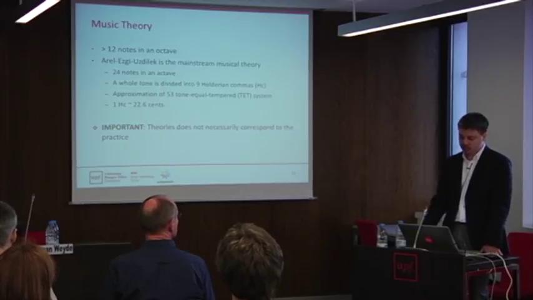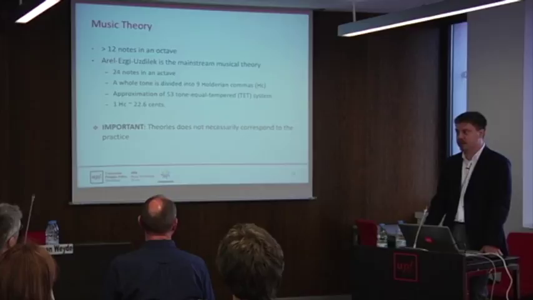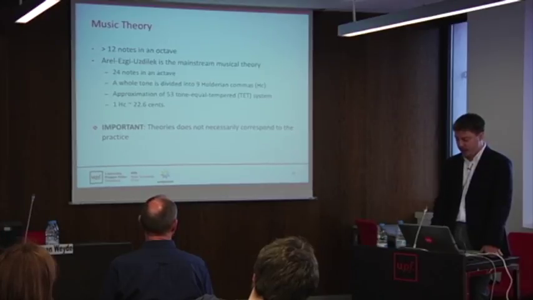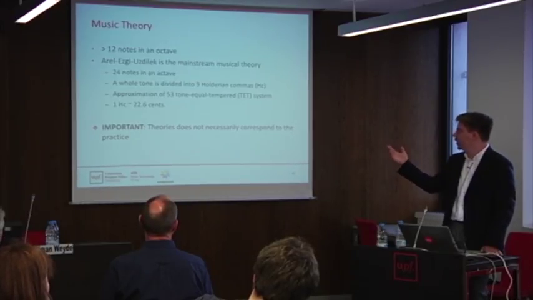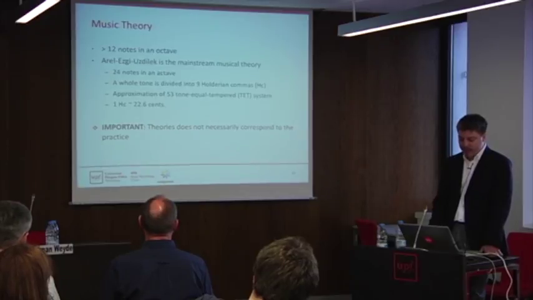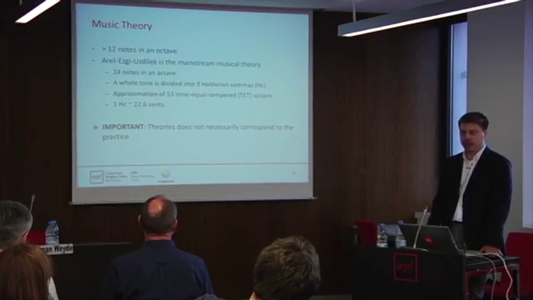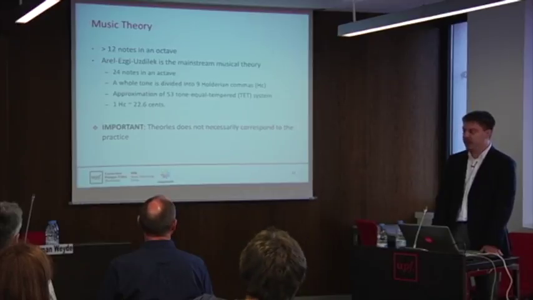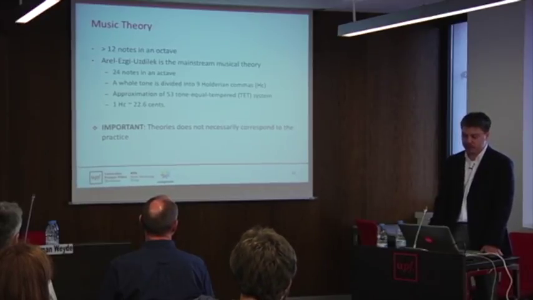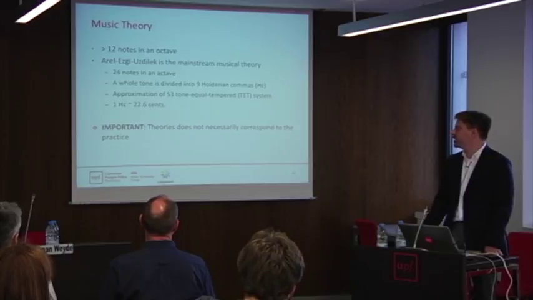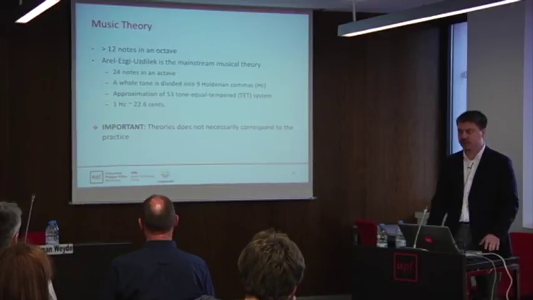Having said that, I should mention that the mainstream music theory taught in the conservatories and used in music scores nowadays is the Arel-Ezgi-Uzdilek theory, which was coined by these three musicologists. They say that there are 20 notes in an octave, and they divide a whole tone into nine equidistant intervals that are also called Holderian commas. We can consider this system as an approximation of the 53-tone tempered system, which equates one Holderian comma to approximately 22 cents. And these numbers are not really important.